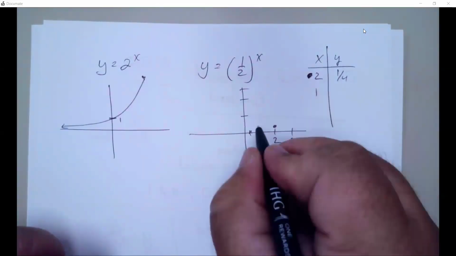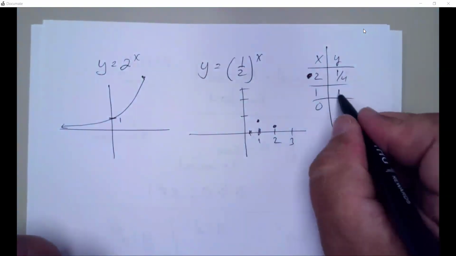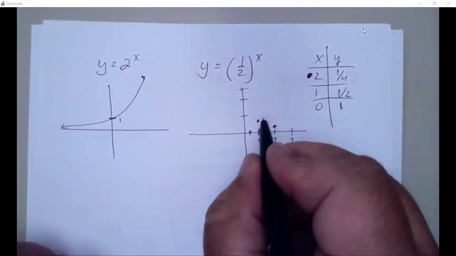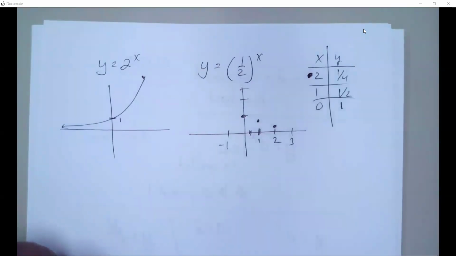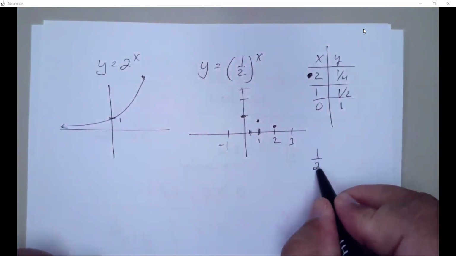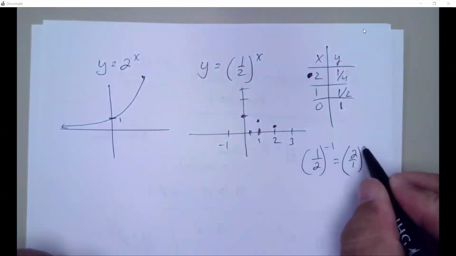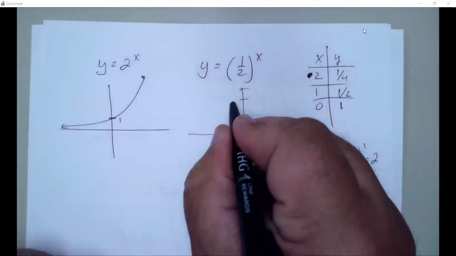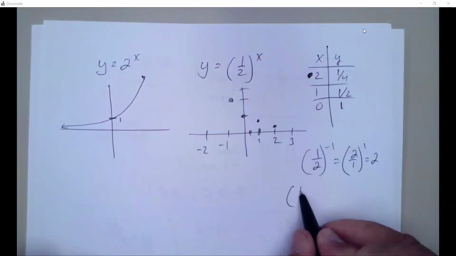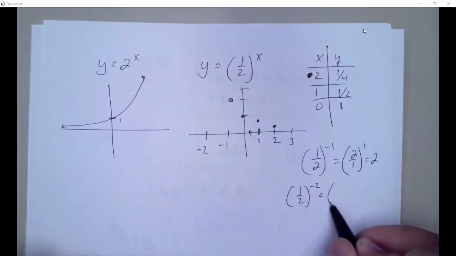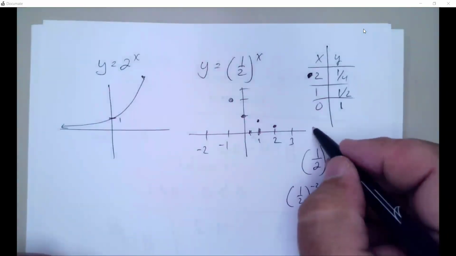When x is 1, it's 1/2. When x is 0, it's 1. Anything to the power 0 is 1. When x is negative 1, we have 1/2 to the power negative 1. The negative 1 simply means flip what's inside there, so it equals 2. When x is negative 2, we have 1/2 to the power negative 2. Flip that and drop the negative, so it becomes 4. So now it looks like this.